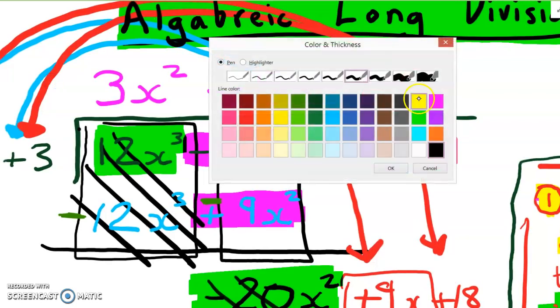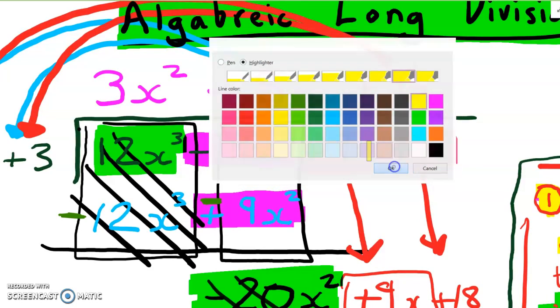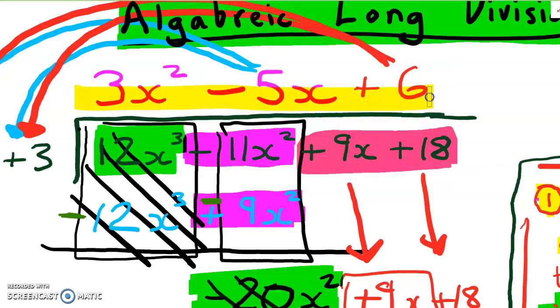Get a good highlighter. That's the answer: 3x squared minus 5x plus 6.